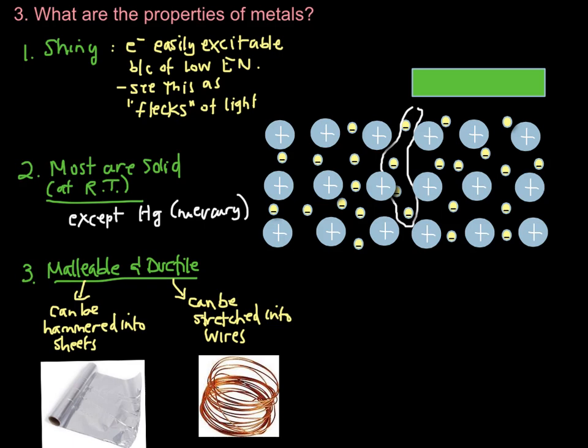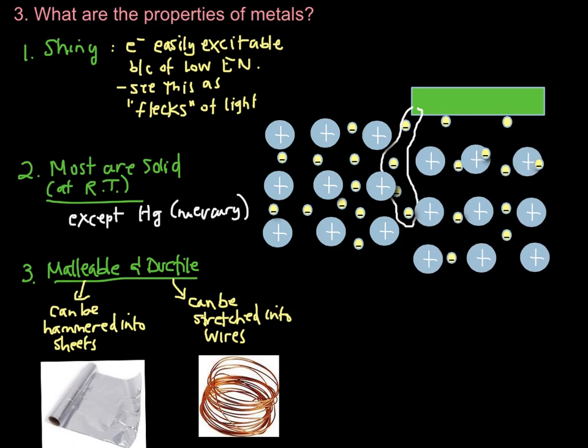And so if this is a hammer and I hammer down on this sheet, it's going to push this down and the electrons will come with it. And you'll always have like a little cushion of electrons sort of blocking the cations from each other so that they never shatter.